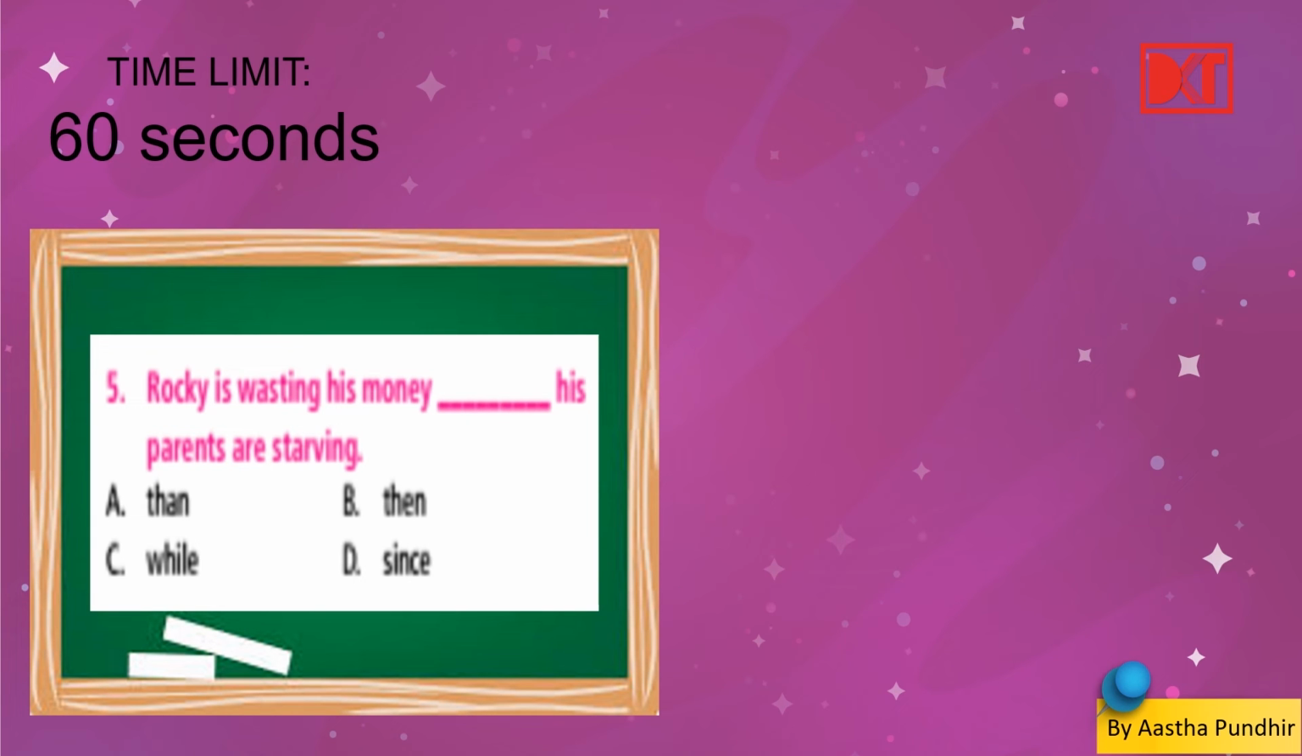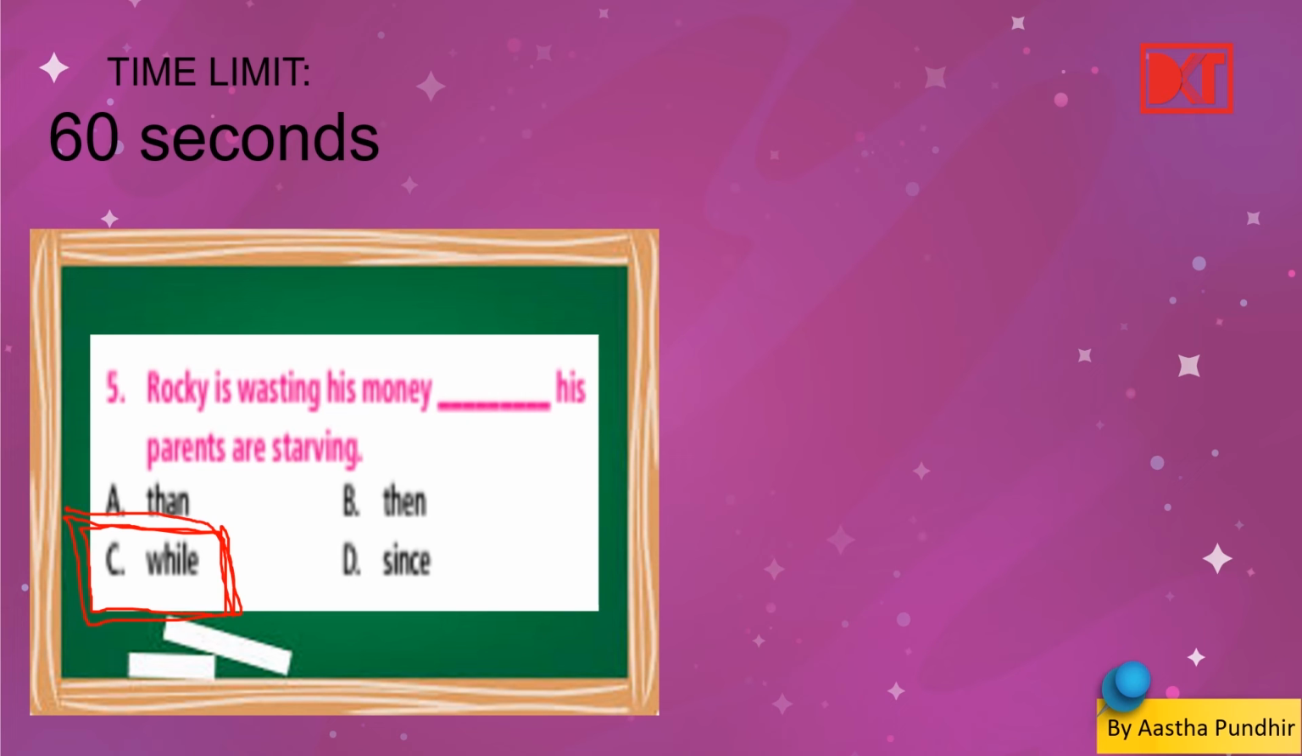Okay, then we have: Rocky is wasting his money, dash, his parents are starving. The options are: then his parents are starving, while his parents are starving, or since his parents are starving. Okay, so here the correct answer is C. Rocky is wasting his money while his parents are starving.